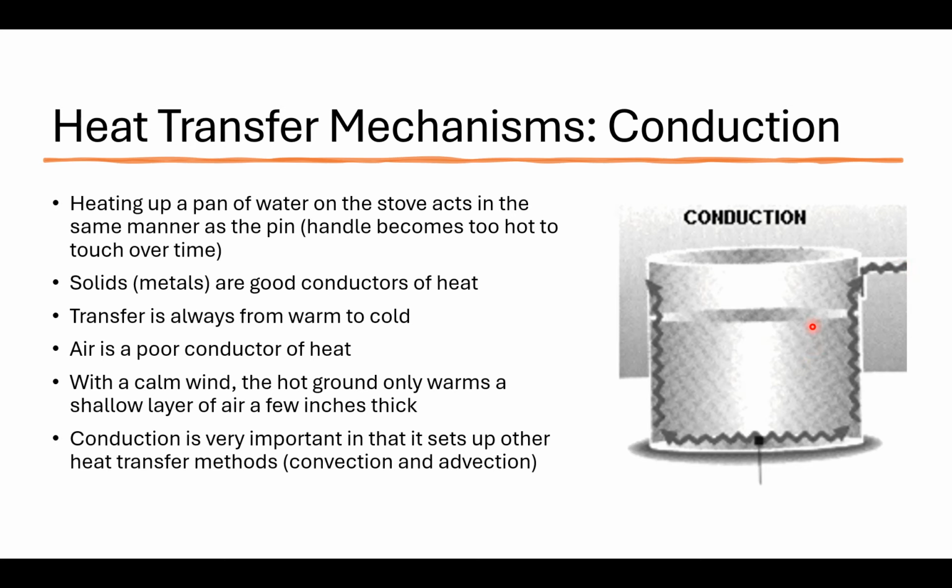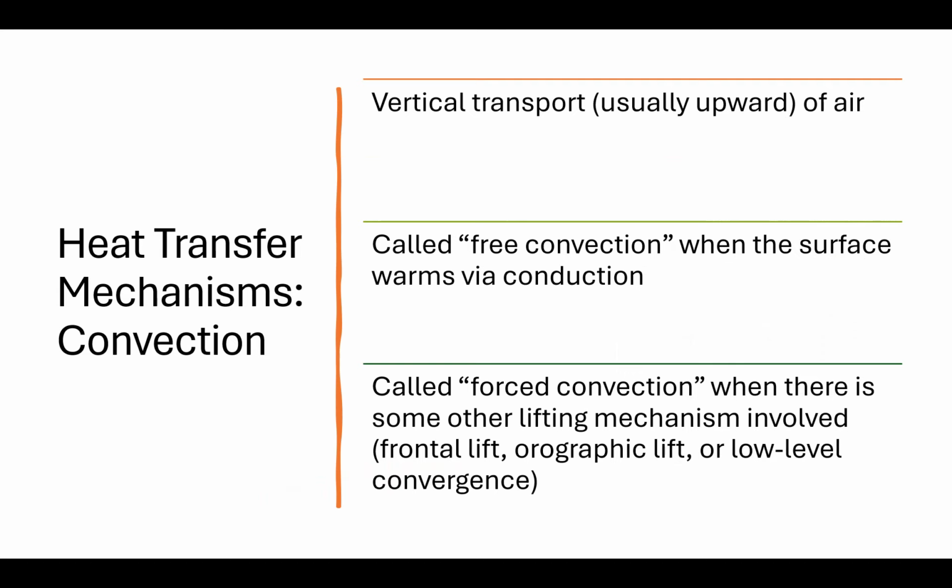Now, solids or metals generally are good conductors of heat. Transfer is always going to occur from warm to cold. By the way, air is a poor conductor of heat compared to solids and metals. So if we were looking at the atmosphere with calm wind on any particular day, let's say the sun's out heating the ground, that hot ground is only going to warm a shallow layer of air a few inches thick. That's because air is such a poor conductor of heat. So conduction is going to be limited to a very shallow layer near the Earth's surface. And conduction is a very important process in that it sets up other heat transfer mechanisms, such as convection and advection. And we're going to get into those right now.